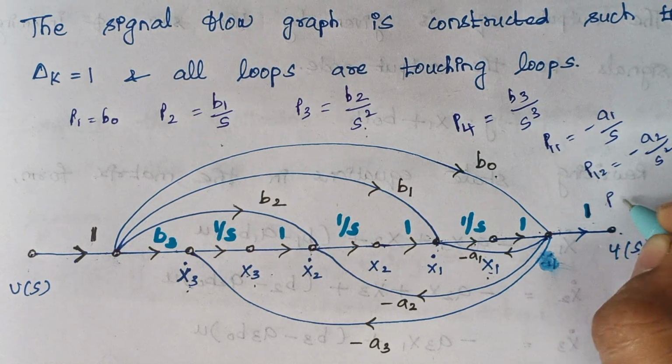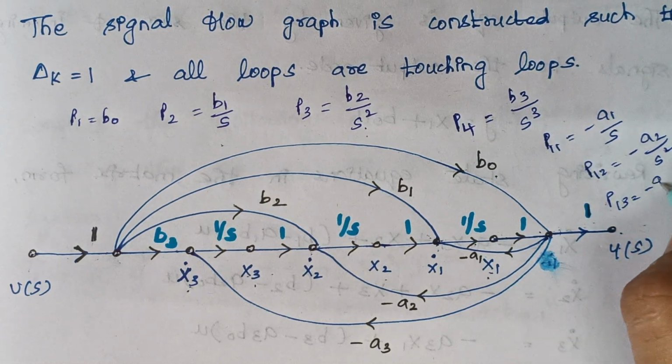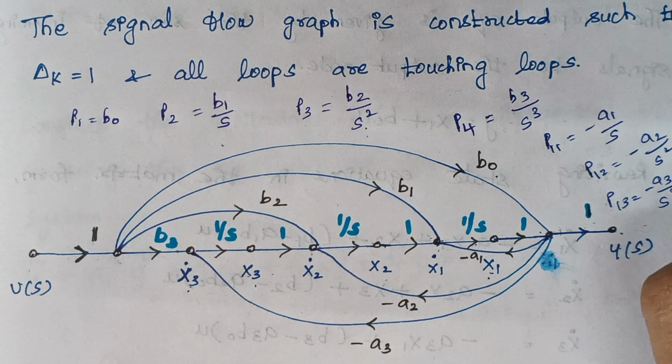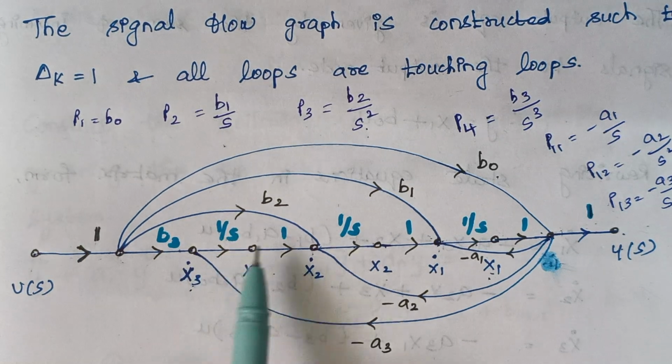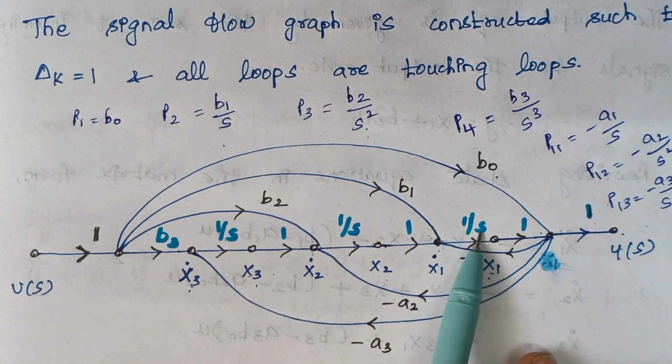And the next thing is the third loop gain is minus a3 by s cube, right? So here we need s cube, right? So you see 1 by s into 1 by s into 1 by s.